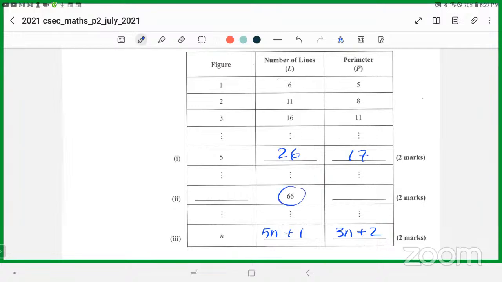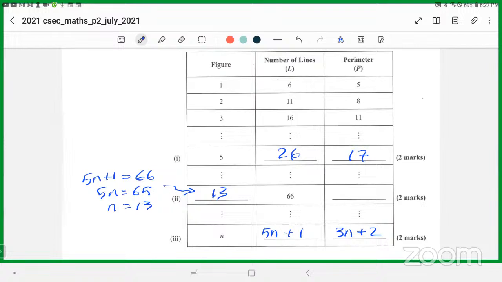Then this now, to get this value, what I know is that the formula is equal to 66. So when I put it right here, the formula, which is 5n plus 1, is equal to 66 in that row. Subtract the 1 first, get 5n equals 65. Then divide by the 5, we get n equals 13. So right here is 13.